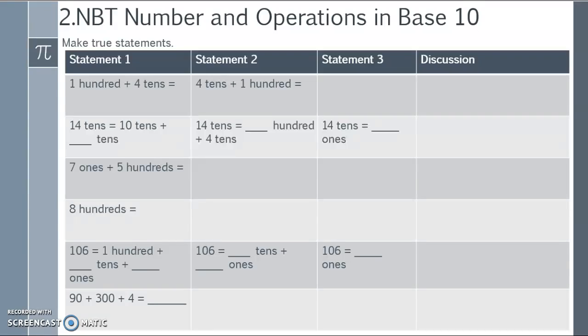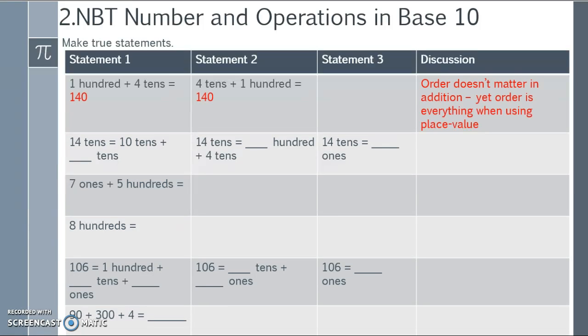Let's make true statements. Some of these statements just have 1, 2, or 3, and then we'll discuss them. 100 plus 4 tens equals 4 tens plus 100 equals, well, they both equal 140. 100 and 4 tens is 140. 4 tens and 100 is also 140.